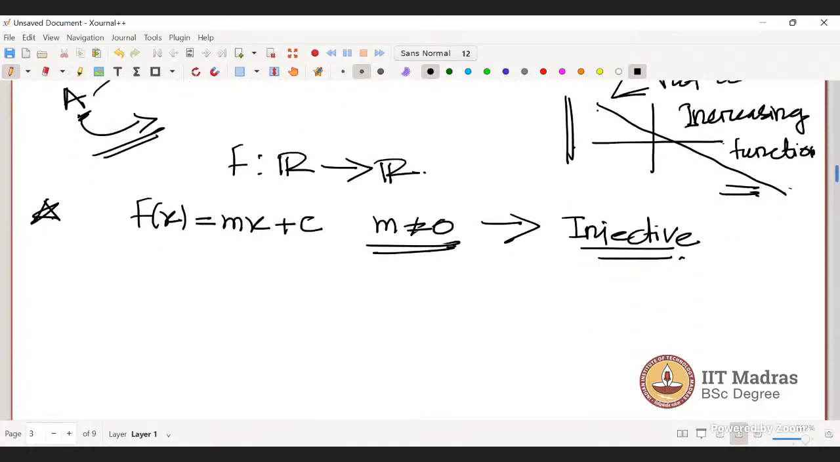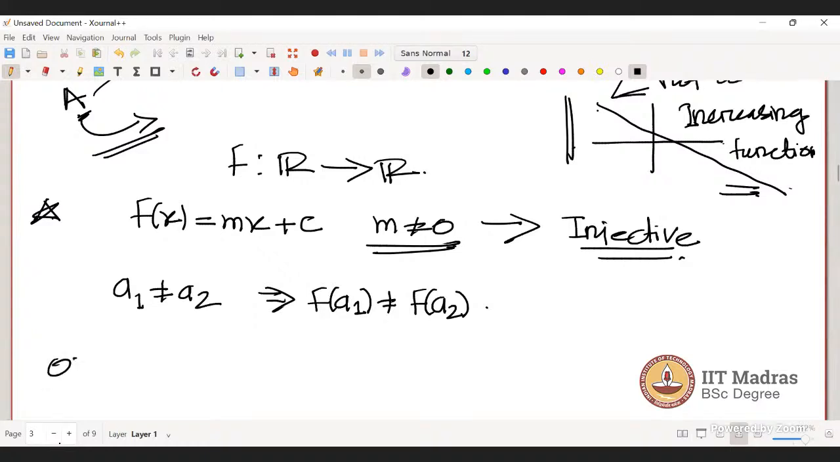For injectivity, you have to check that if a1 is not equal to a2, then f of a1 should not be equal to f of a2. That is what you need to check. It doesn't matter whether the function is taking 0, negative, or positive values. So all linear functions are injective. Yes. Okay.